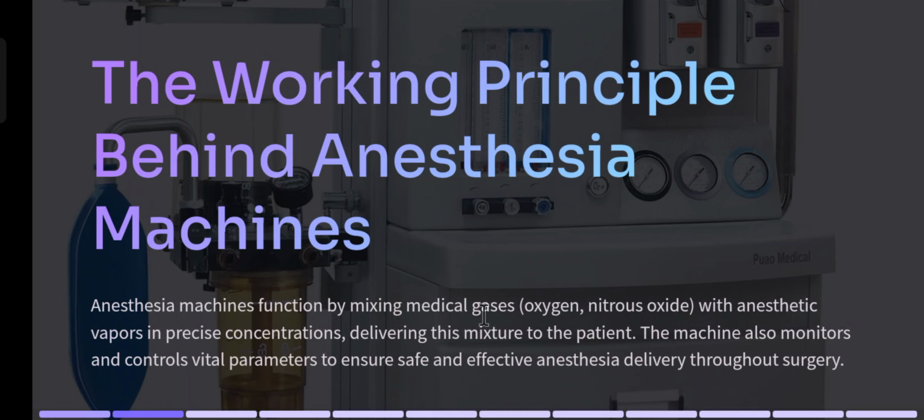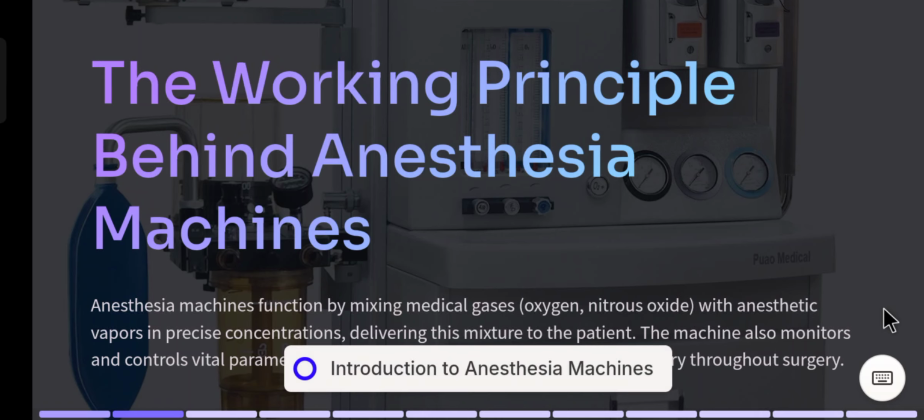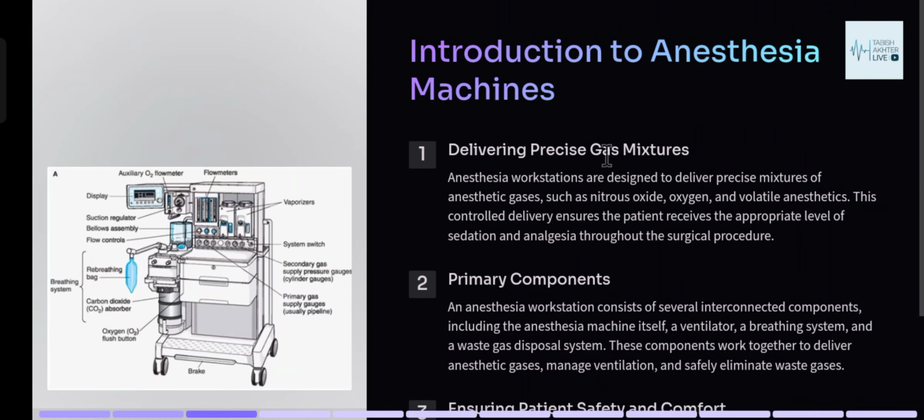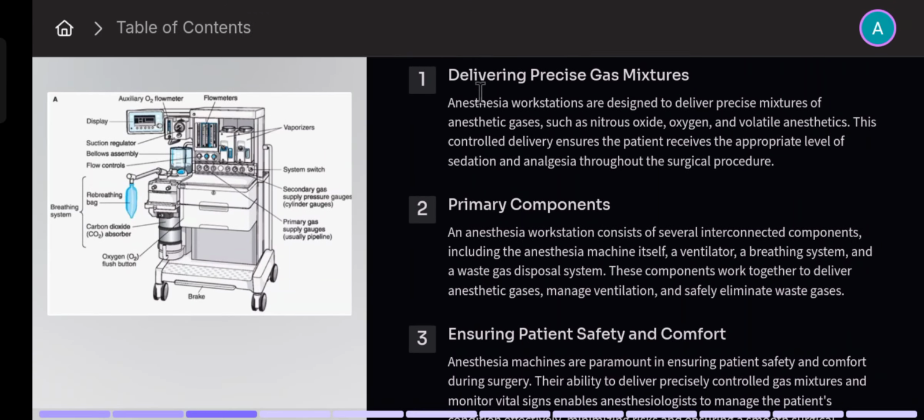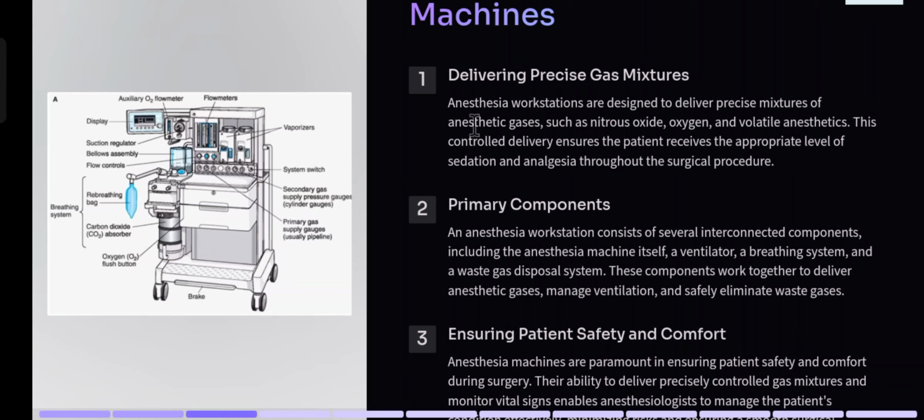Slide 2, Introduction to Anesthesia Machines. 1. Delivering precise gas mixtures. Anesthesia workstations deliver exact mixtures of anesthetic gases like nitrous oxide, oxygen, and volatile anesthetics. This ensures proper sedation and analgesia for the patient.